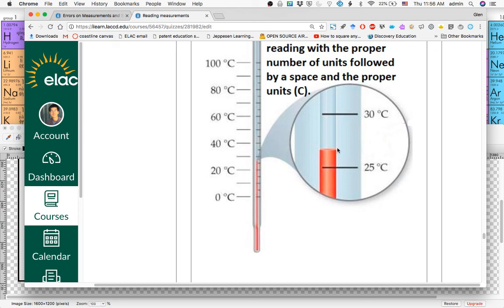Could this be perhaps 26? Maybe it's closer to 26 than it is to 27. That is a guess. It is a guess because the tick marks are too far apart. It is 5 degrees Celsius apart.